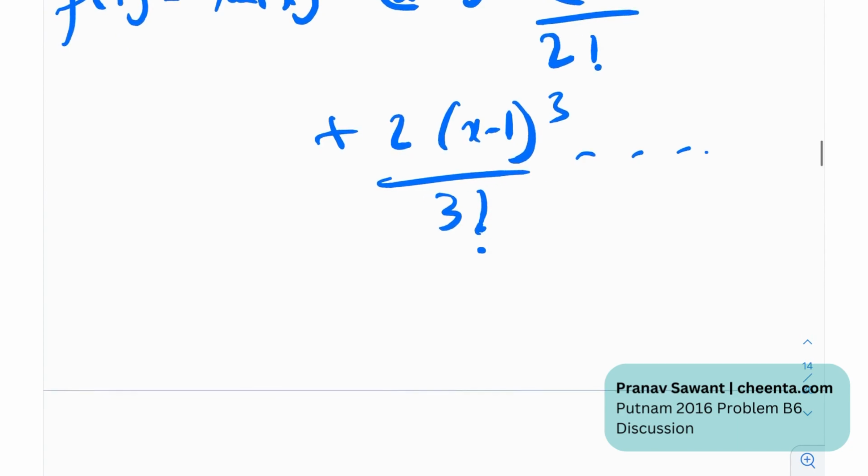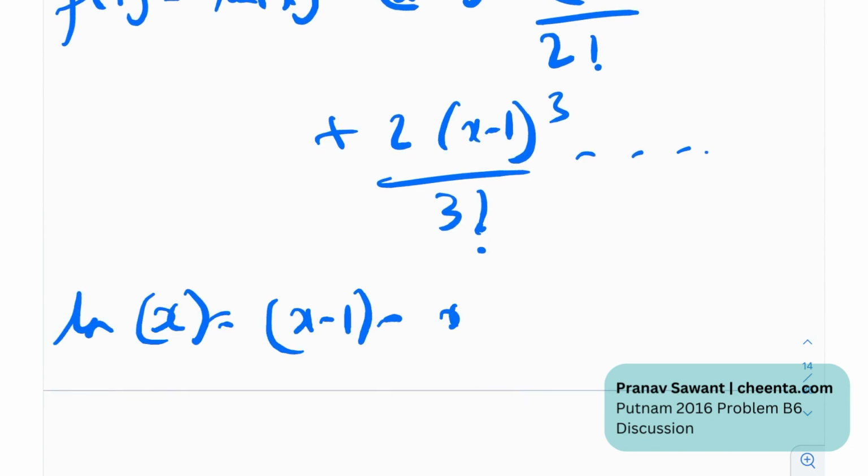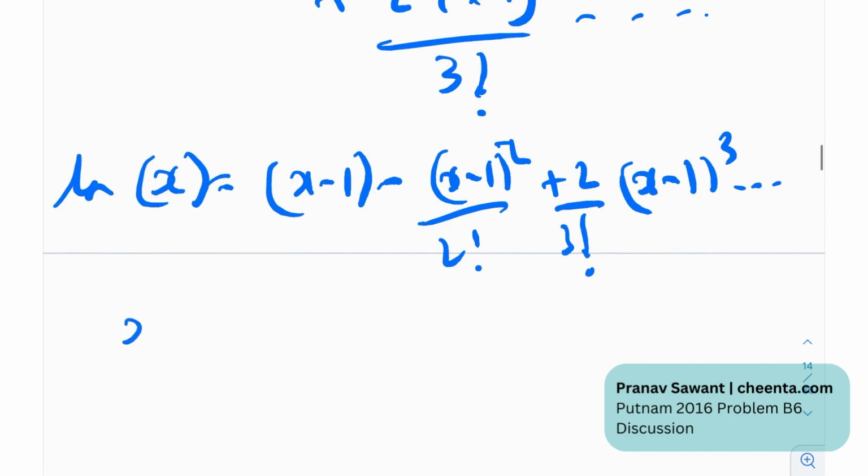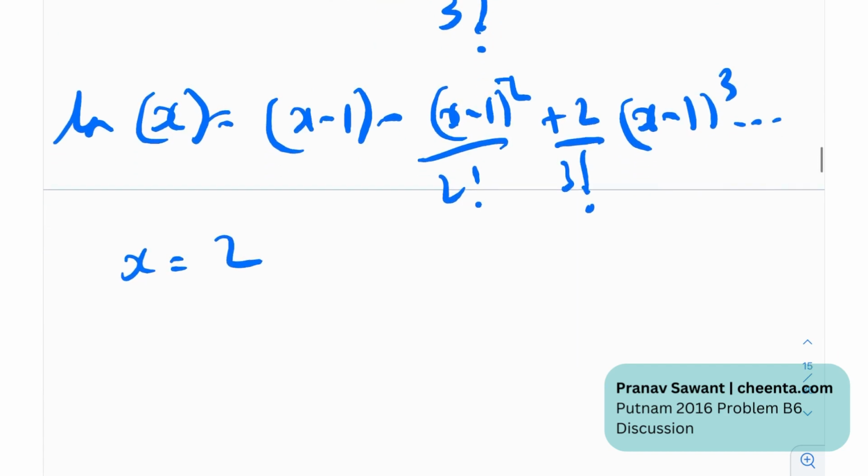So let me write it a little more cleanly. I'll get (x minus 1) minus (x minus 1) whole squared by 2 factorial plus 2 by 3 factorial times (x minus 1) whole cubed, and this just goes on and on and on. So if I evaluate at x equals 2, I'll get the value of ln 2, right?